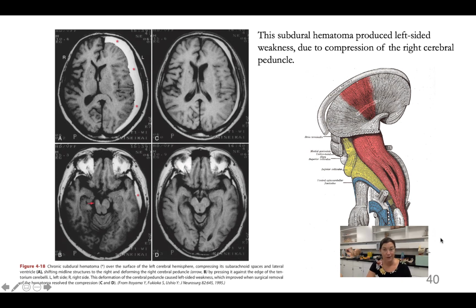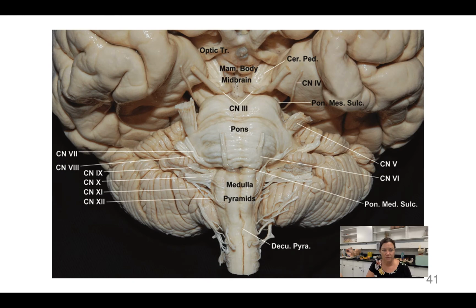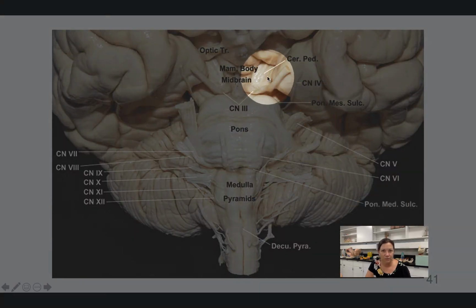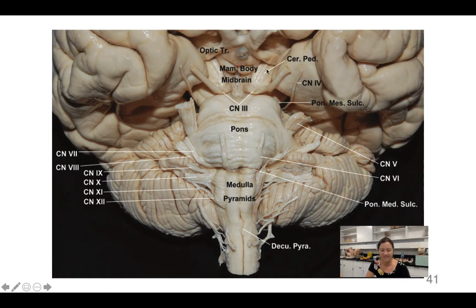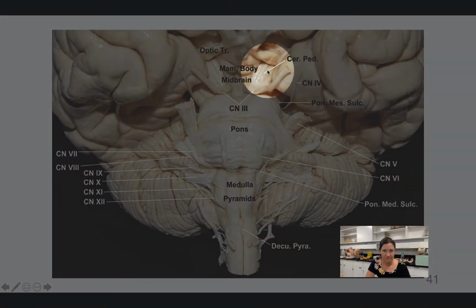Obviously, it depends how long it was compressed for. So a little more anatomy. Now we're looking again at the ventral side of this plastinated brain specimen, and the peduncles are right here. Those are the cerebral peduncles, those dense collections of white matter, the inferior continuations of the internal capsule, as they enter the brainstem. This is the midbrain.